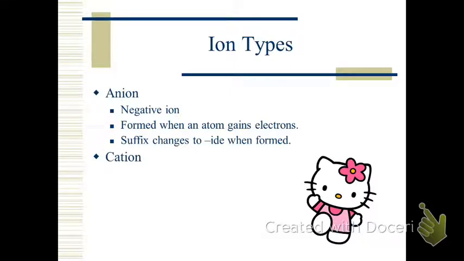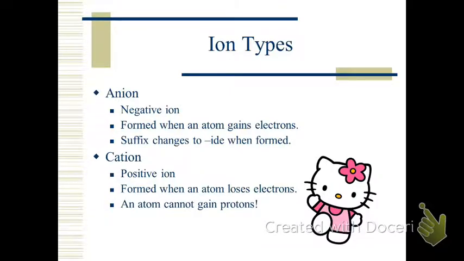And then we have cations, so that's why we have Hello Kitty over there. A cation is a positive ion, and it is formed when an atom loses electrons. A common misconception is students want to say, oh, it gains protons, it gains protons. Well, if it gains a proton, you've changed the element that it is. Like hydrogen, which has one proton: if it gains a proton, it becomes helium, and it's not hydrogen anymore. On those ones, we do not change the suffix at all when it's formed. So for hydrogen, when it forms an ion, we just call it a hydrogen ion. We don't do anything to its name.